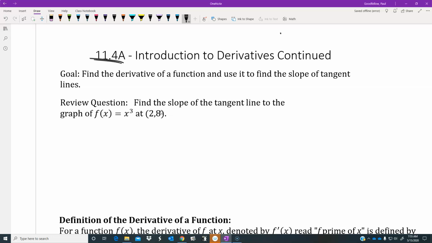We're going to be talking about the very last section of this derivatives content that we've been doing. And the first thing we're going to tackle is a review question based on yesterday's topic of being able to find the slope of the tangent line. So remember that our definition of that is that the derivative of any function is the limit as h approaches 0 of f of x plus h minus f of x divided by h.